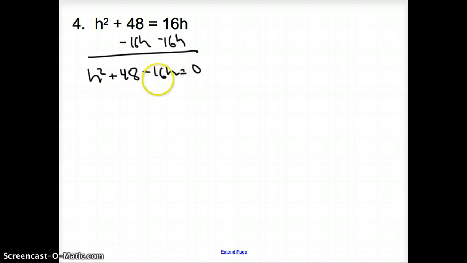Well, do I want this negative 16h here? No, I do not, because we're not used to seeing it like that. I want to put this guy right in the middle.